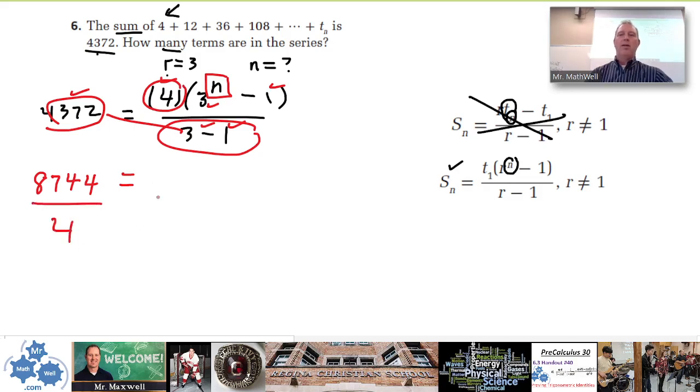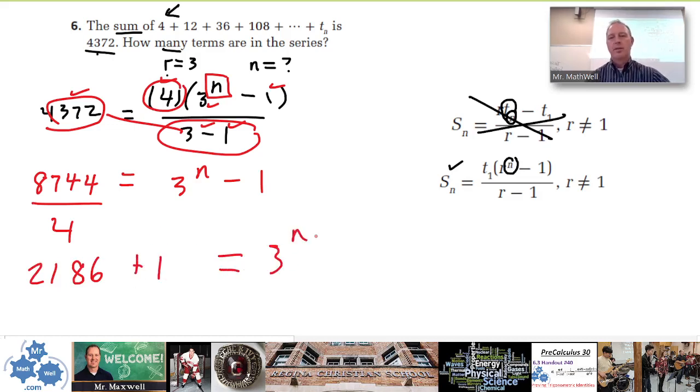Let's divide by 4, and I'm left with 3 to the power of n minus 1. So 8744 divided by 4, I use my calculator. 2186. Equals, let's add 1. Add 1 equals 3 to the power of n. Okay, so 2186 plus 1 is 2187 equals 3 to the power of n.